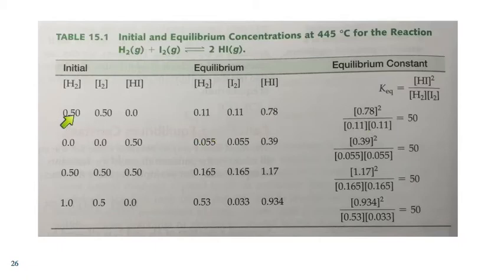That was starting with half a mole of each reactant and no product. What if we started with no reactants and half a mole of product? Well, then we'd have the reverse reaction occurring until there were some reactants, and then we'd have some forward reaction. Eventually, we get to this point where we have 0.055 moles of each reactant and 0.39 moles of product.